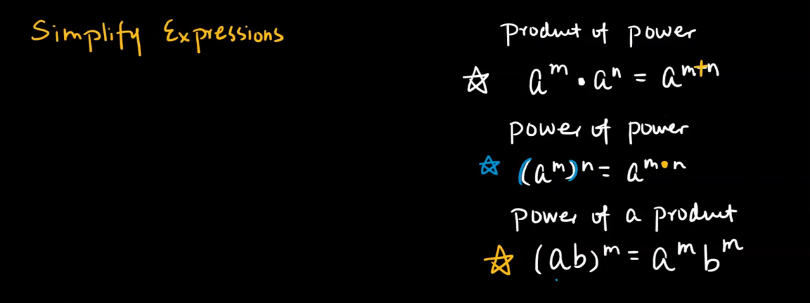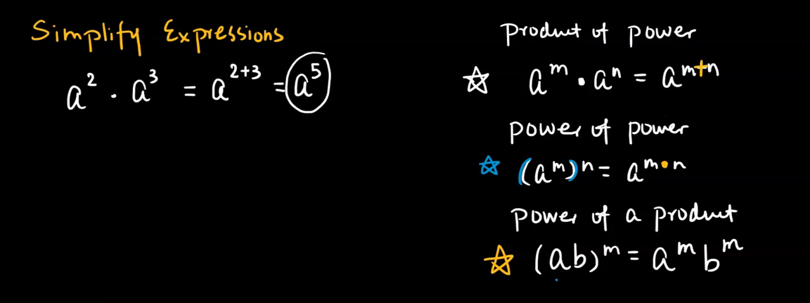All right, let's practice. The first one, let's just use a. A is a variable. A to the second power times a to the third power. Let's look at the white star rule. Product of power. We're going to keep the base, add the exponents. Don't stop here. We're going to have a to the fifth power. That is it.